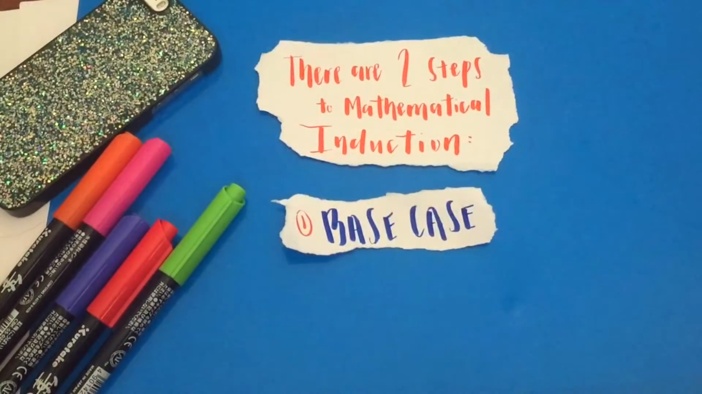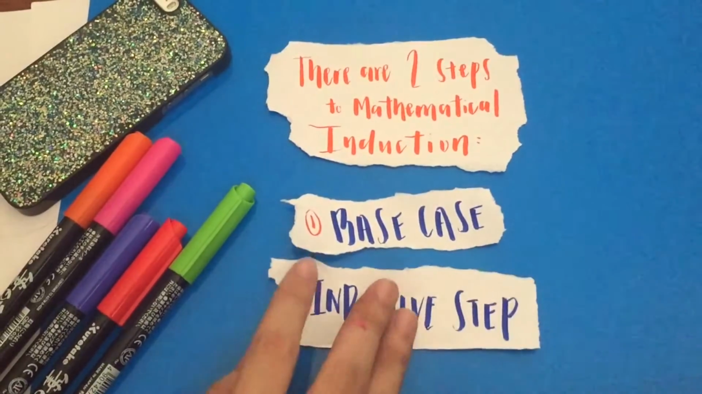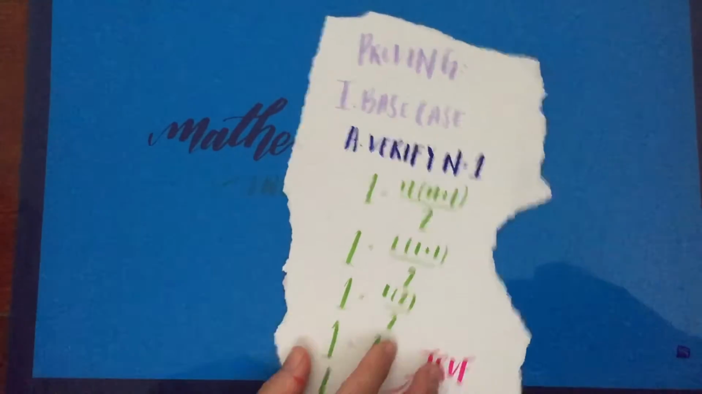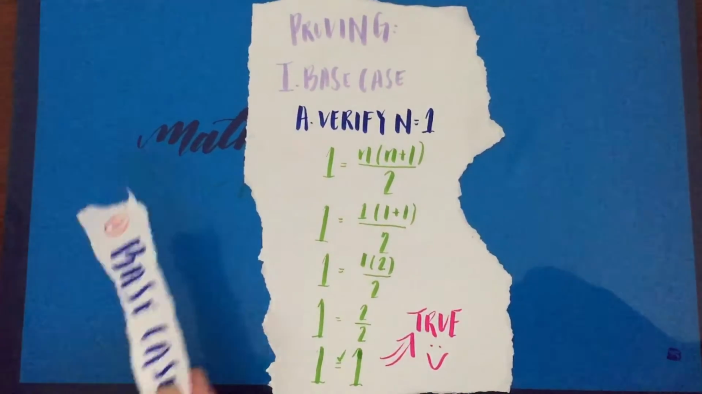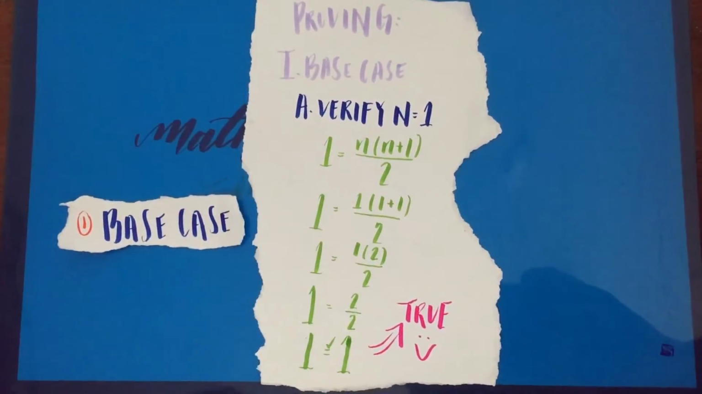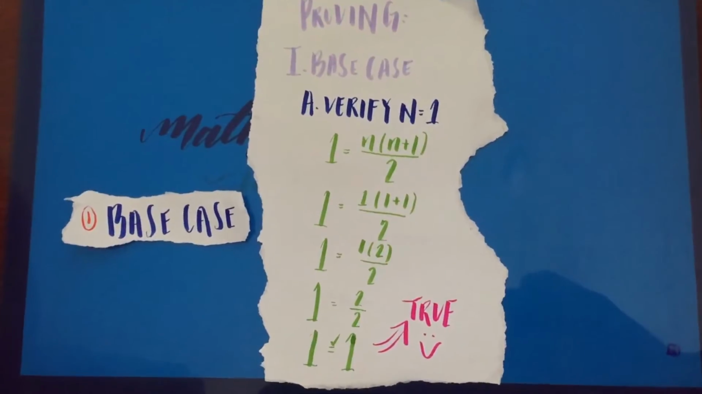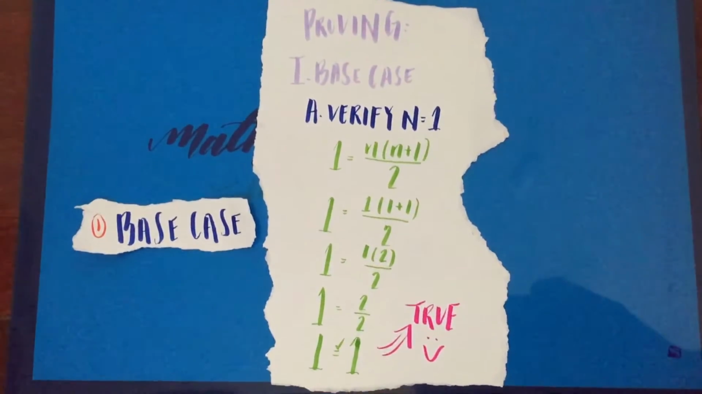Mathematical induction has two steps. First, the base case, and second, the inductive step. The first step, the base case, is to verify n equals 1. So we have 1 is equal to n times n plus 1 over 2. 1 is your first term, and now we substitute n as 1. So at the end, you get 1 is equal to 1, which makes the statement true.